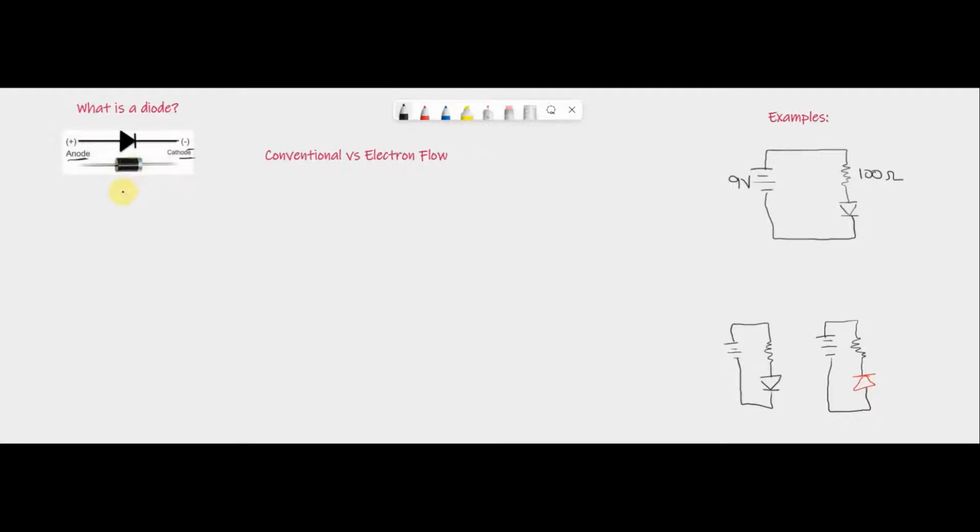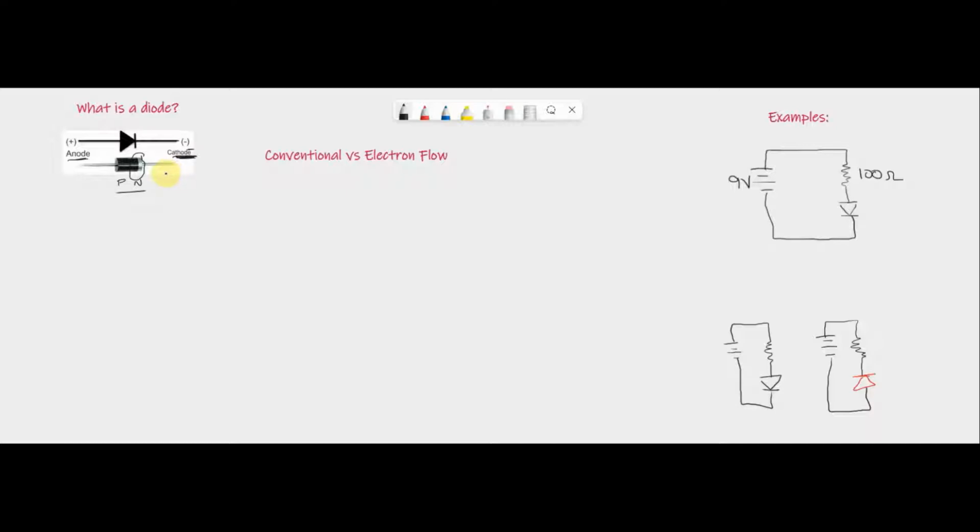Now, if we were to remove this silicon cover, we would have a p-type material here and an n-type material here. I'm not going to get into the ins and outs of the p-type and n-type material, but this is what is inside this little silicon cylinder. The part itself has an indicator on it. That's usually a white stripe or a silver stripe. That white or silver stripe indicates the cathode side of the component, and that is very important.